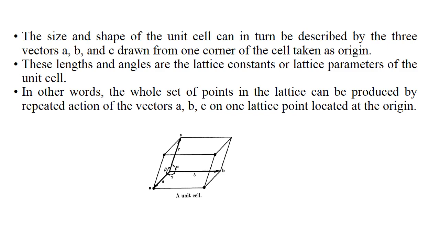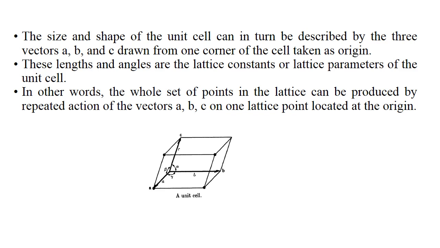The vectors A, B, C define not only the unit cell but also the whole point lattice through the translations provided by the vectors. In other words, the whole set of points in the lattice can be produced by repeated action of the vectors A, B, C on one lattice point located at the origin.